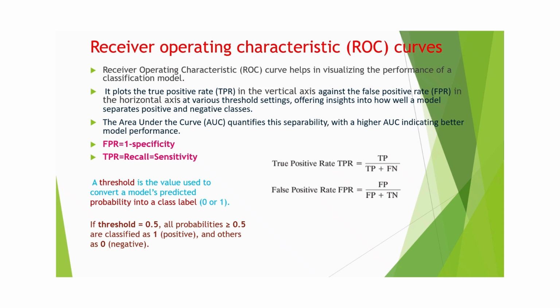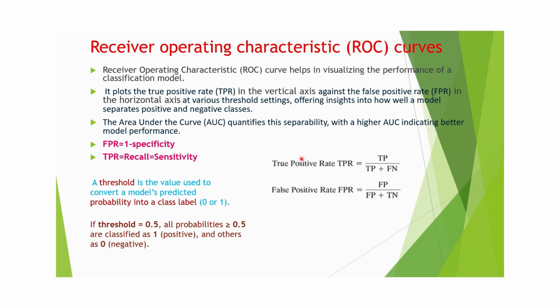Receiver operating characteristic, or in short ROC curves. The ROC curve helps in visualizing the performance of a classification model. It plots the true positive rate, or TPR, on the vertical axis against the false positive rate, or FPR, on the horizontal axis at various threshold settings, offering insights into how well a model separates positive and negative classes. The area under the curve, or AUC, quantifies this separability, with a higher AUC indicating better model performance.